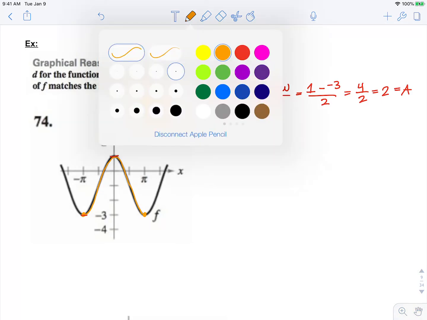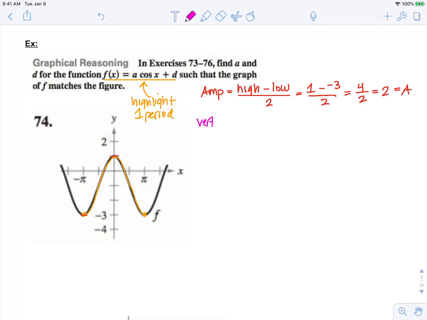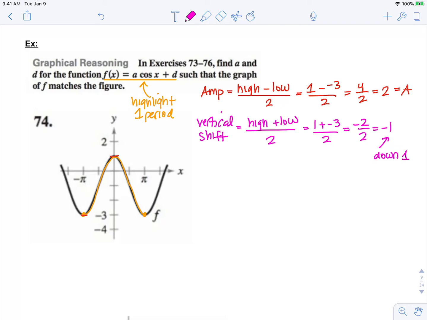Next thing I'm going to find is my vertical shift. And the formula for that is your highest point plus your lowest point divided by 2, because it's going to be in the middle of those. So that's going to be 1 plus negative 3 divided by 2, which is negative 2 over 2, which is negative 1. So that means I go down 1. And you can see that here, that this is the middle of that high and low point.